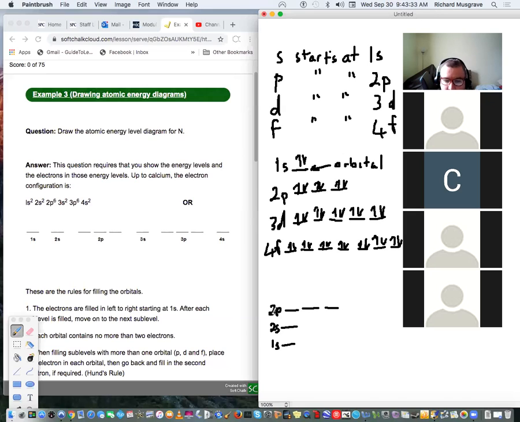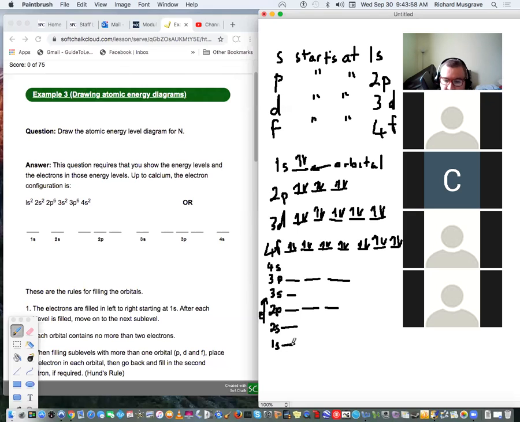And this forms a template for any element up to calcium, which has 20: 3s, 3p, and then you'd have 4s up here. Now the question here is, what would you do to draw the levels for nitrogen? Well, we'd have energy down here or on the side here.